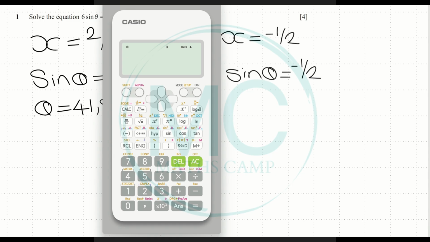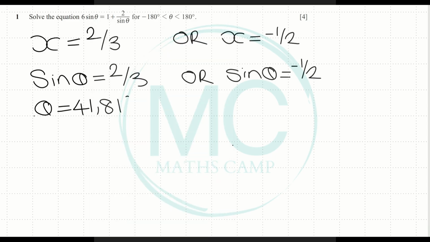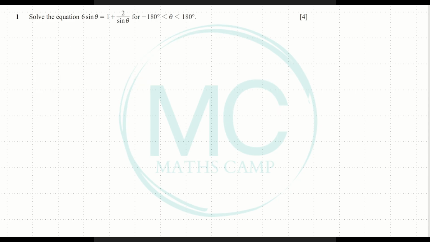So we can say shift sine, negative 1 over 2, close the bracket, is equal to negative 30. So theta is equal to negative 30 degrees. But please be careful. Your calculator will only give you values of theta between negative and positive 90 degrees. But in this question, we need to find values of theta between negative and positive 180 degrees. So let's make some space, and we're going to rewrite our values for theta up here.